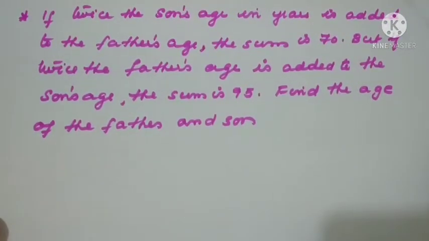If twice the son's age in years is added to father's age, then the sum is 70. But if twice the father's age is added to son's age, then their sum equals 95. Find the age of the father and the son.